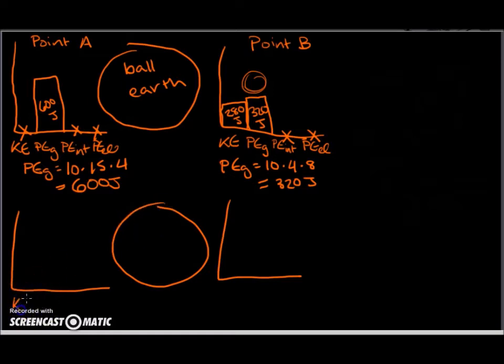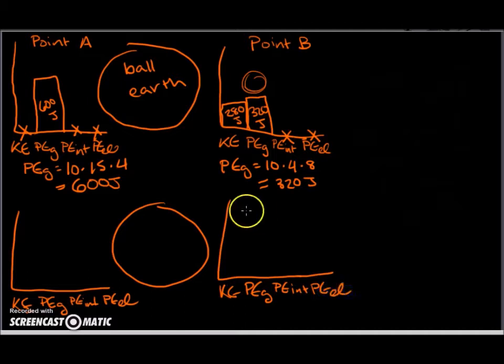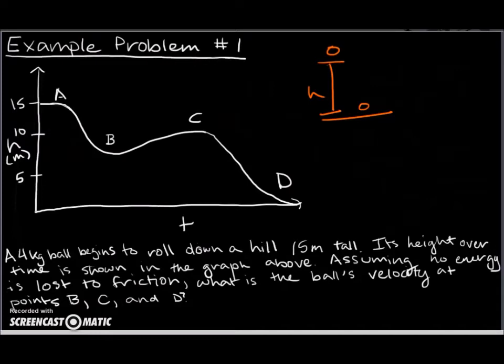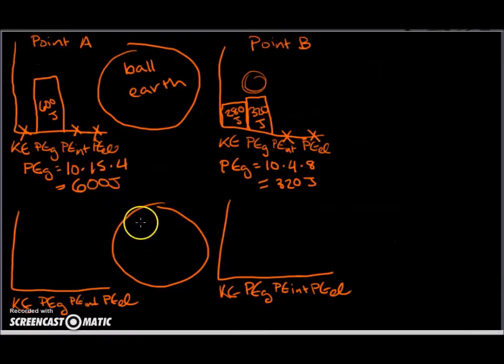I'm going to write kinetic energy, potential energy of gravity, potential energy internal, potential energy elastic. Then we have kinetic energy, potential energy of gravity, potential energy internal, and potential energy elastic. And our system in this problem is the same as it was previously. It's still the ball Earth system.